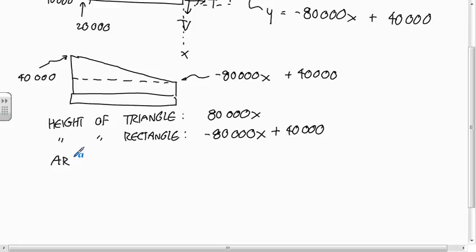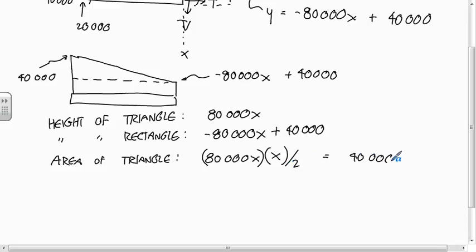So the area of the triangle is the height times the width divided by 2. So 40,000 x squared. Okay. So that is going to be the point force representing that triangular distributed load. Any questions about that yet?